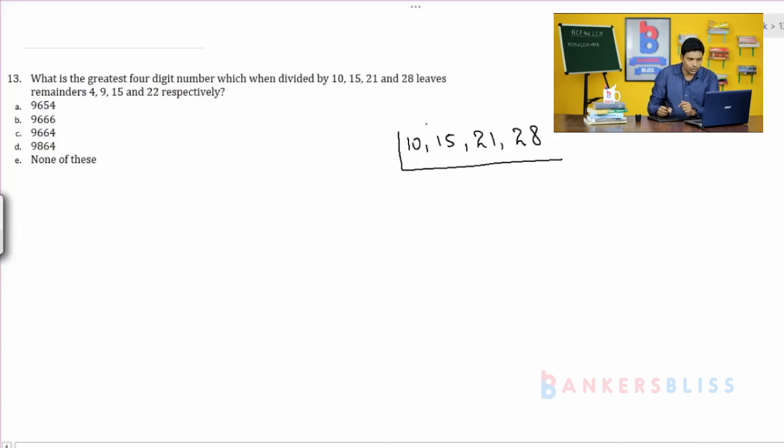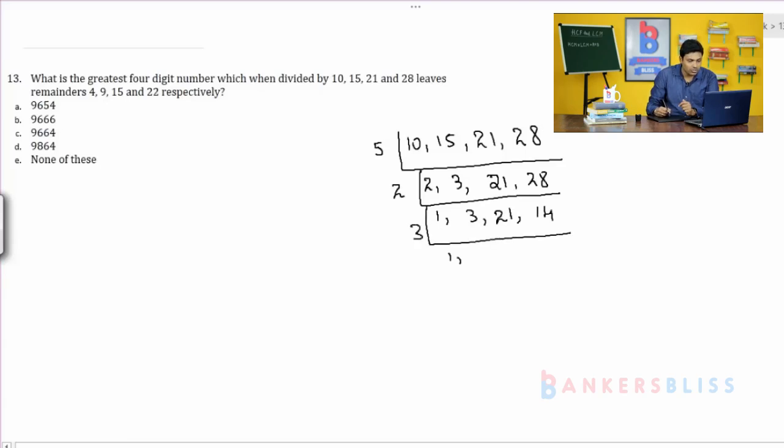So 10, 15, 21 and 28. Here I am considering 5. 5 2s are 10, 5 3s are 15. 21 as it is you write and 28 as it is you write. Next I am considering 2. 2 1s are 2, 3 as it is you write, 21 as it is you write, 2 14s are 28, 14 as it is you write. Next 3. 3 1s are 3, 3 7s are 21, 14 as it is you write. Next 7. 7 1s are 7, 7 2s are 14.